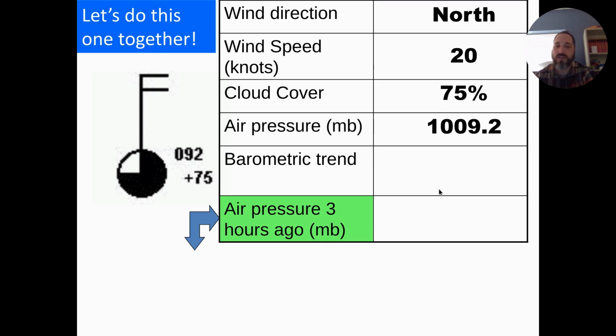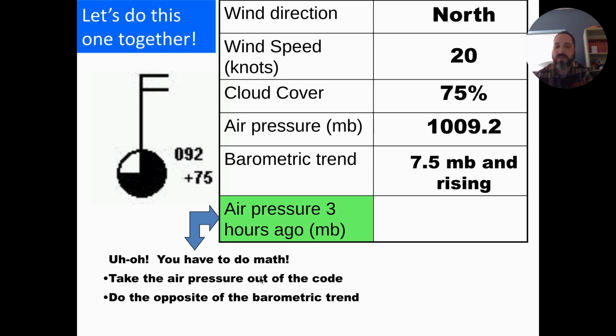So I'm going to take a look at my previous one, 1009.2, and I'm going to figure out what the pressure was 3 hours ago. So 7.5 millibars and rising. So how do I do that? I got to do some math. Take the air pressure out of the code. That's what we did up here, 1009.2. And then I'm going to do the opposite of the barometric trend. So if it was rising, that means that it was less 3 hours ago. So I'm going to subtract the 7.5 from the 1009.2, and I get 1001.7. So that's what my air pressure was 3 hours ago.